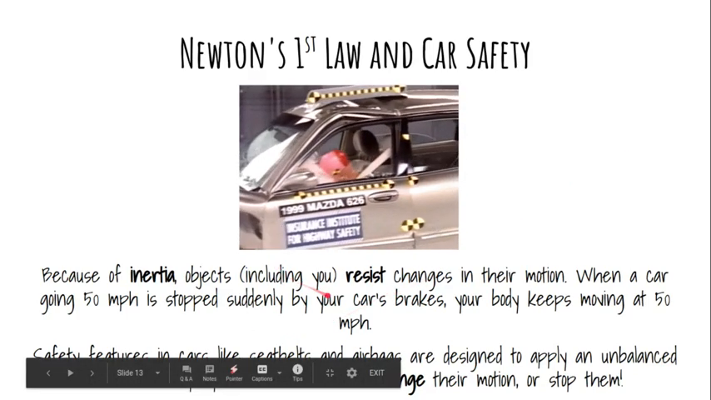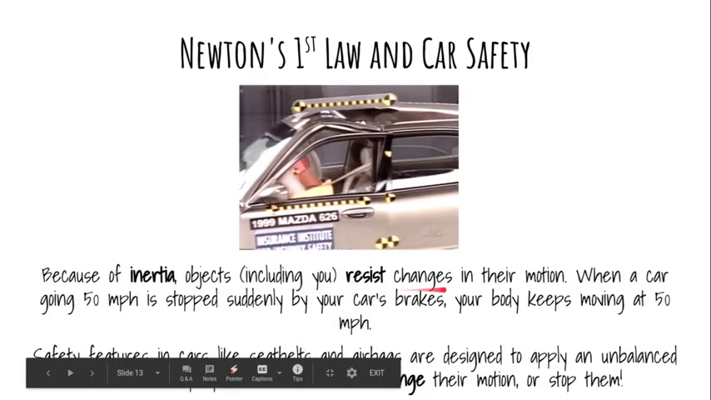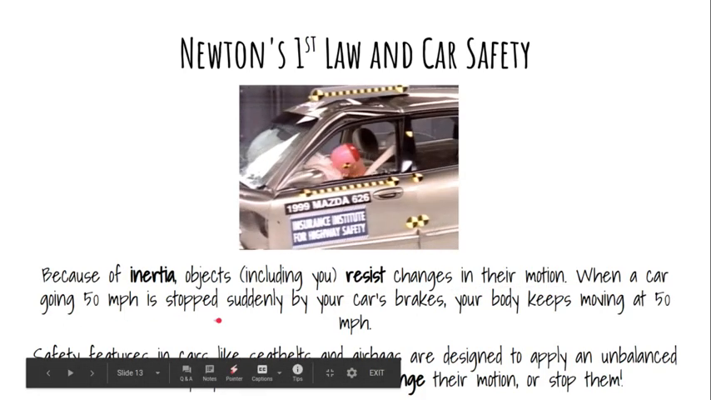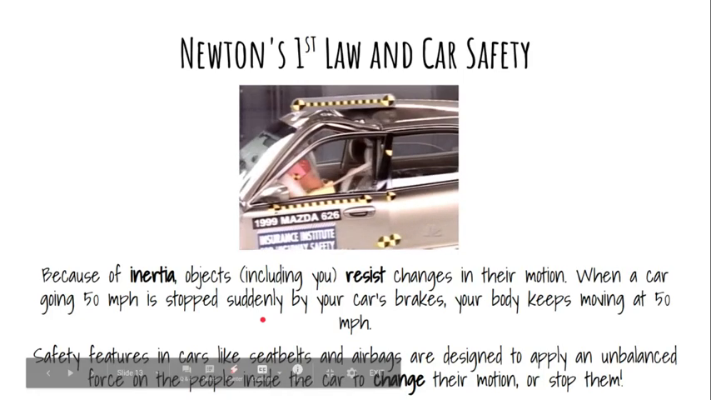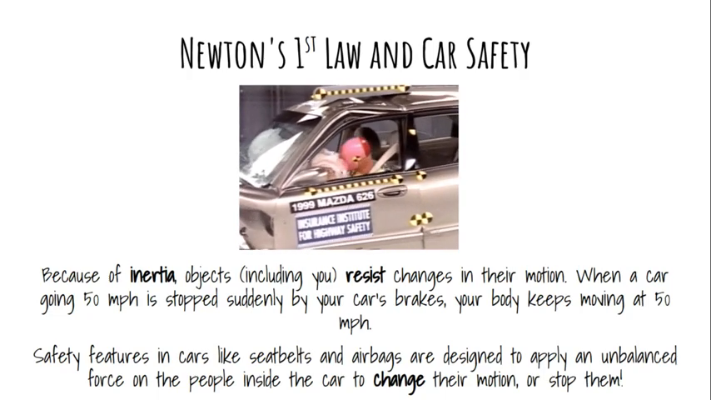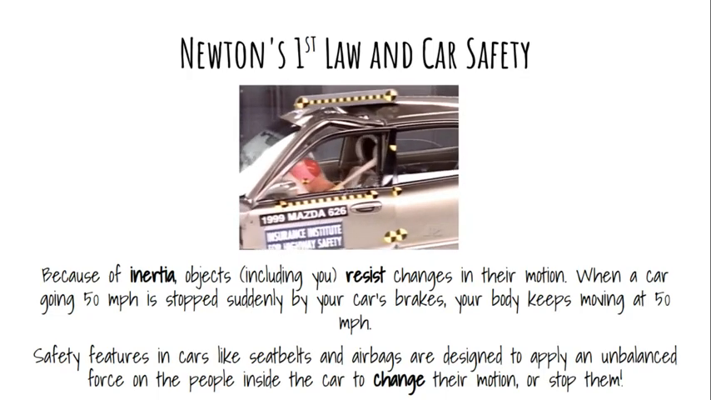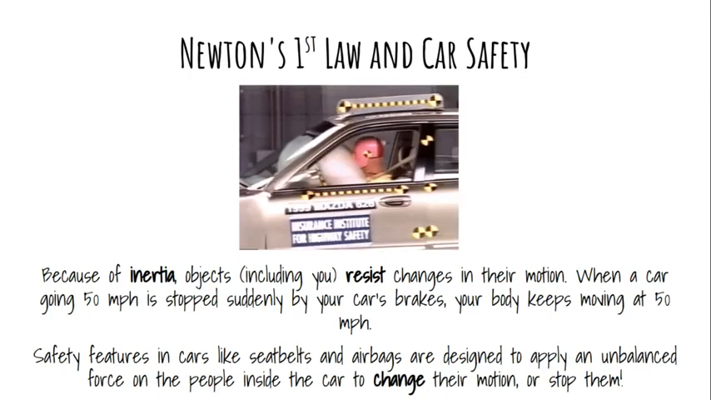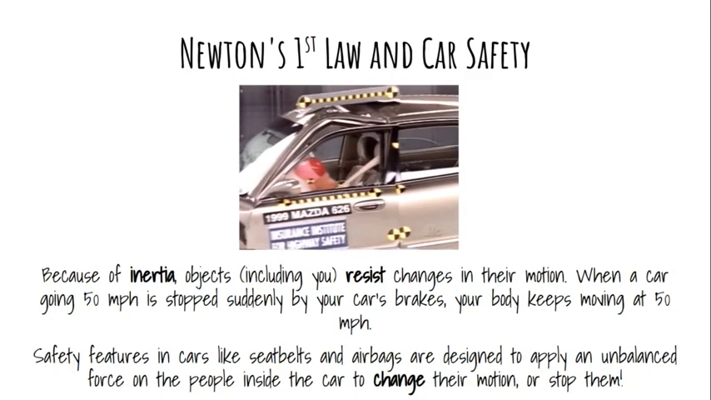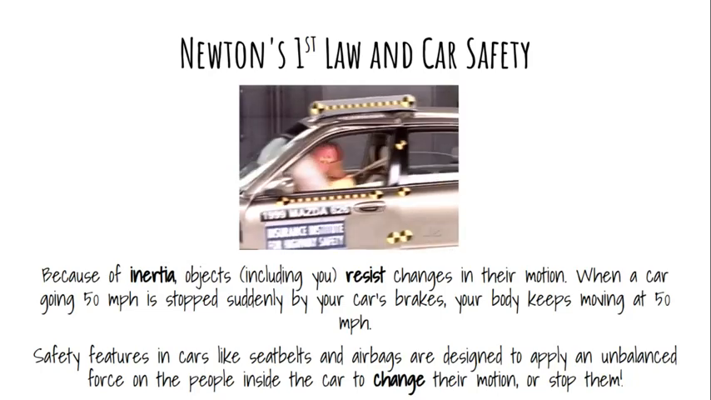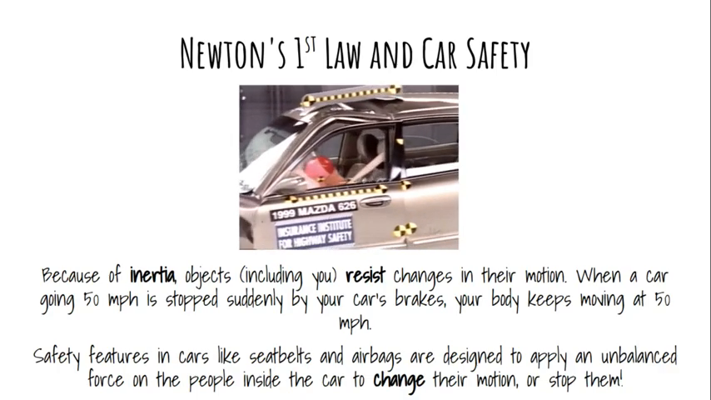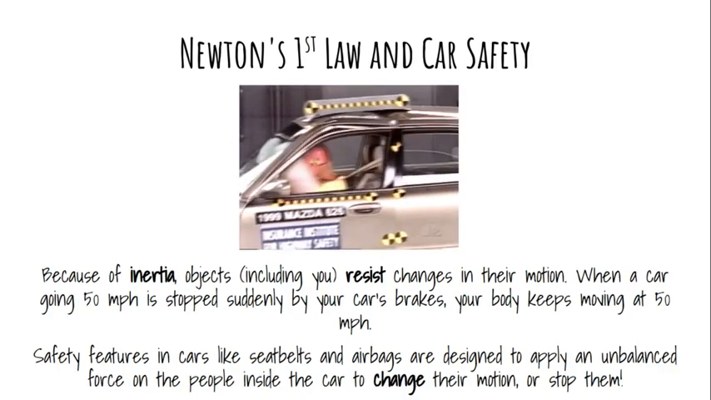So, because of inertia, objects, like even humans, will resist changes in their motion. When a car is going 50 miles an hour and is stopped suddenly by your car's brakes, your body's going to keep moving at 50 miles an hour. If you've ever been in a car and it stops short and you kind of jolt forward, that is inertia. Okay, you are resisting a change. You were just going at 50 miles an hour, but now the car's brakes stopped or slowed down the car, but it didn't slow you down. So you're going to keep moving a little bit forward.